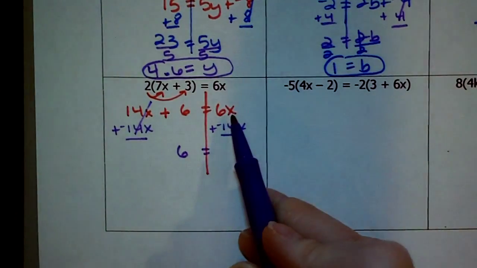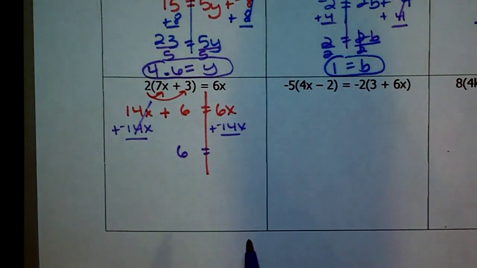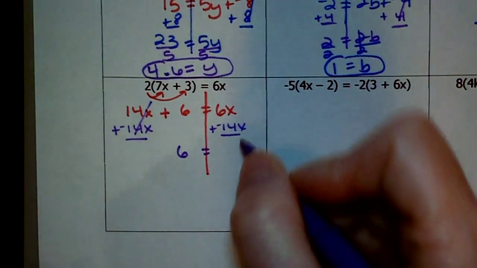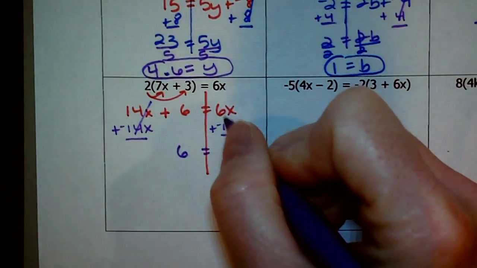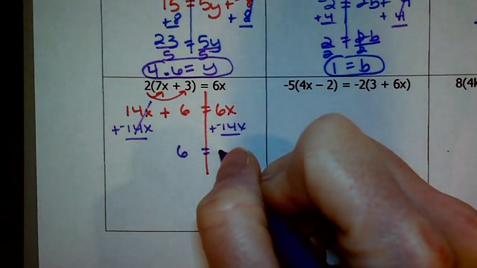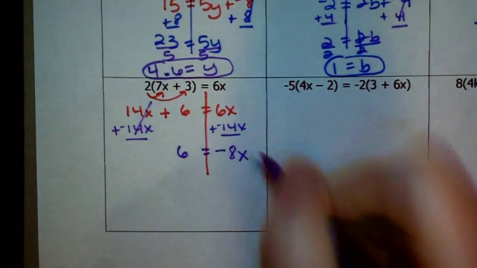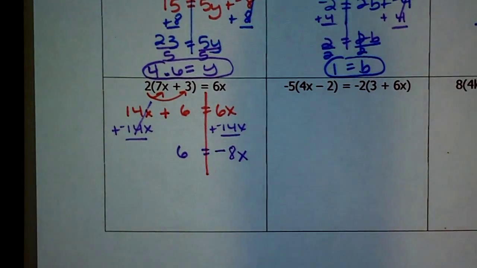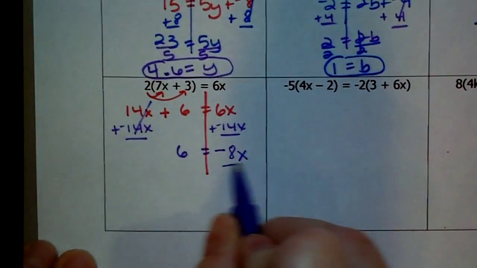And now I need to take 6x plus negative 14x. When you take 6x plus negative 14x, these digits, I'm going to subtract them and take the sign of the greater, because that's what you do when you have one of each. So you end up with negative 8x. Alright, now all I need to do is divide by negative 8, and I'll have x by itself.